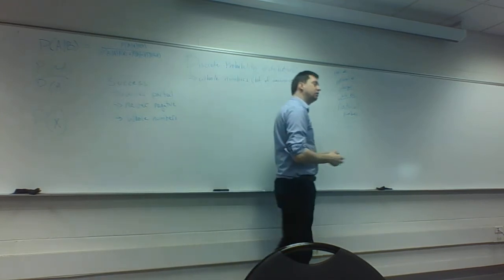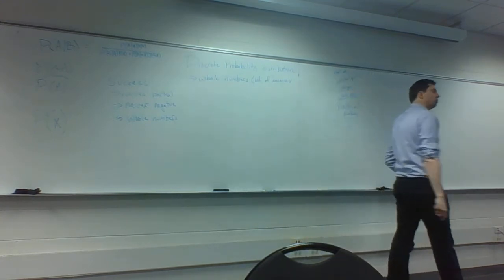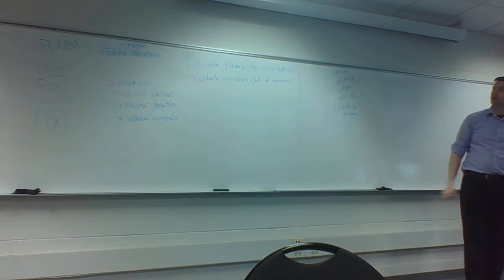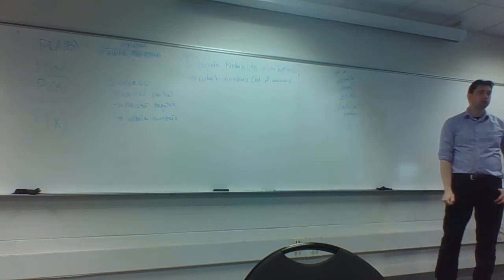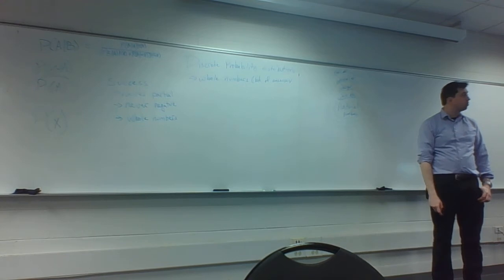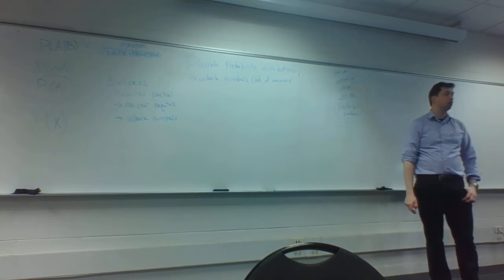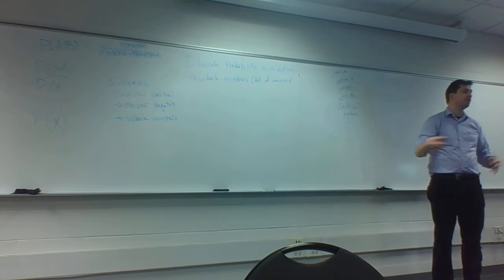We should make this distinction between discrete probability functions and continuous probability functions. Continuous probability functions work with real numbers. An example of a continuous probability function would be a normal distribution. We can have any number of values. They can be negative, they can be positive.